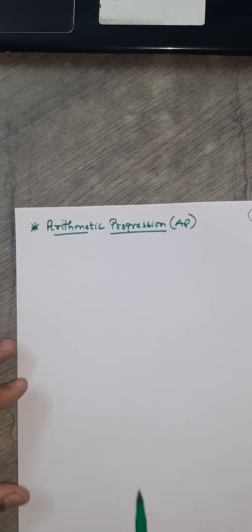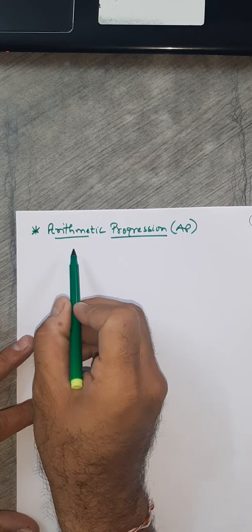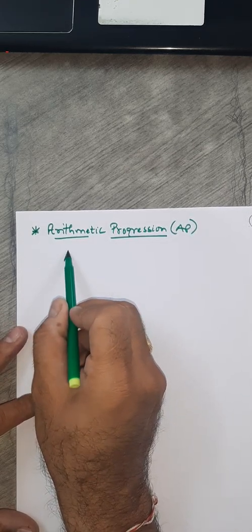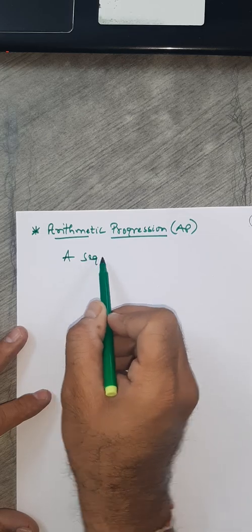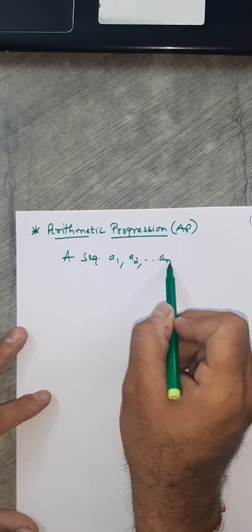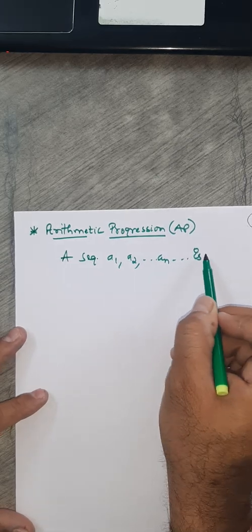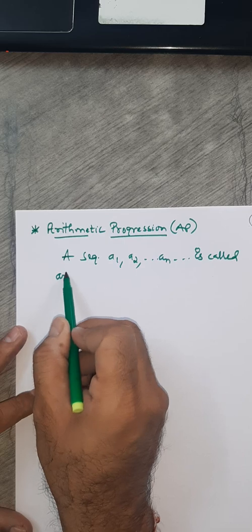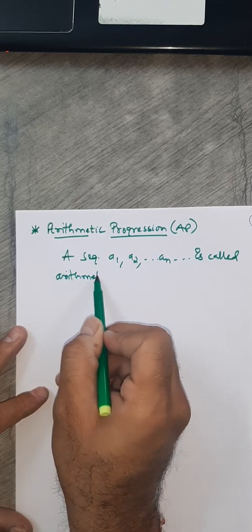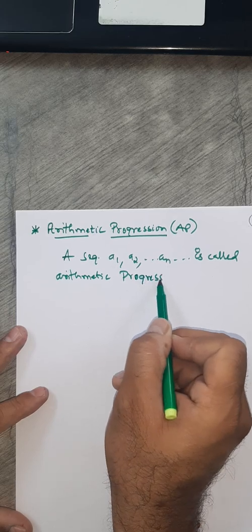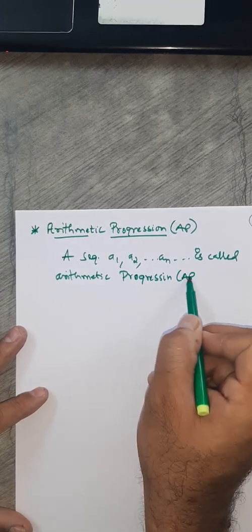So now we go for arithmetic progression. I'm sure you must have studied earlier, but let's recap. A sequence A1, A2, and so on, AN is called arithmetic progression or sequence. In short, it is called AP.